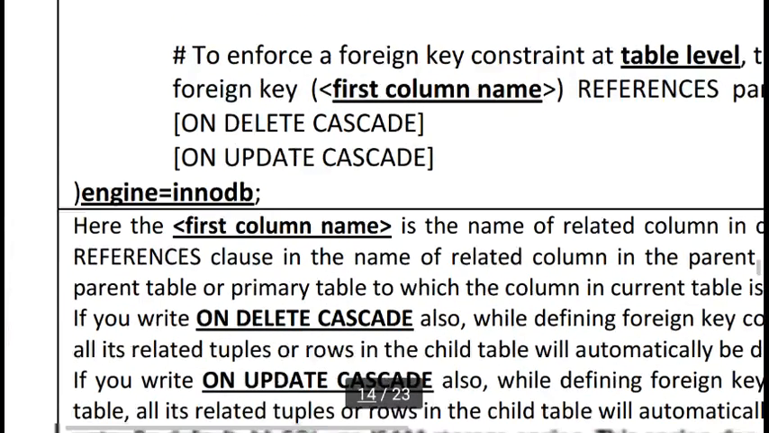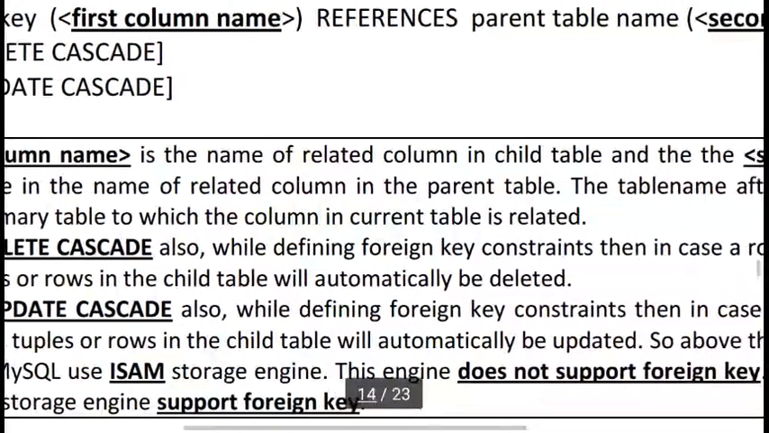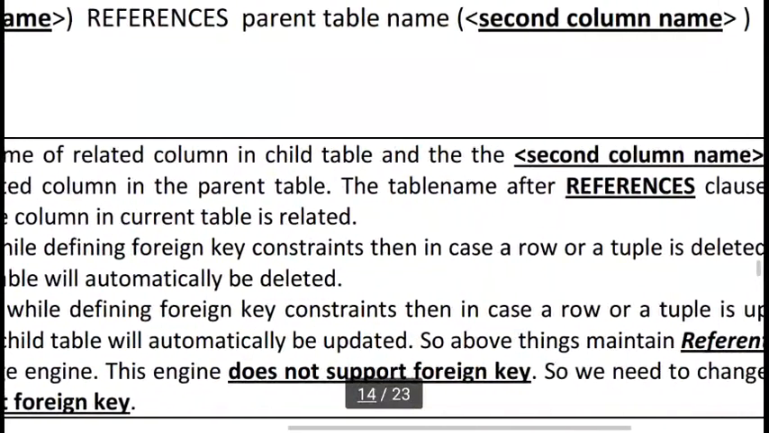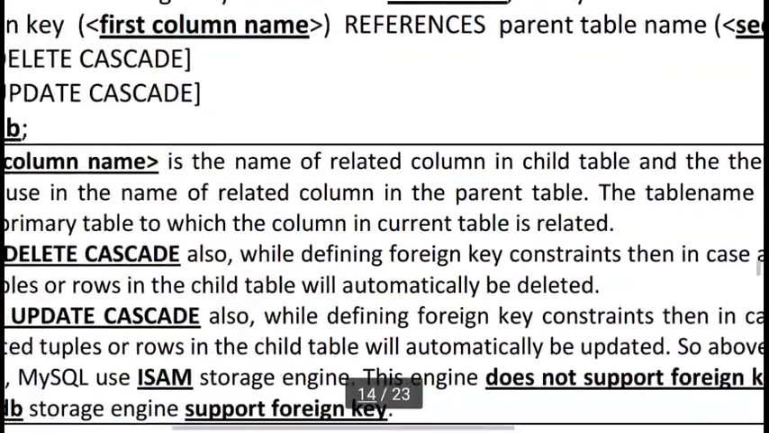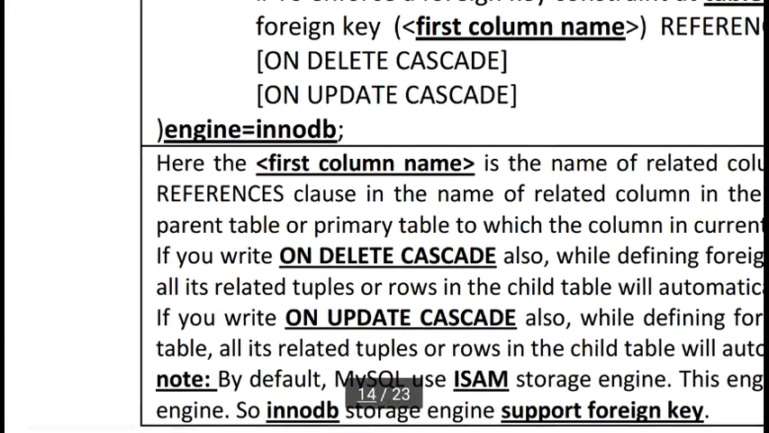So this we can adjust. If you write on delete cascade when we define a foreign key constraint, then in the case a row or tuple is deleted in the parent table, all the related tuples or rows in the child table will be automatically deleted. Suppose we apply this rule, on delete cascade, and in the parent table we delete a record, then this record is automatically deleted in the foreign key table.